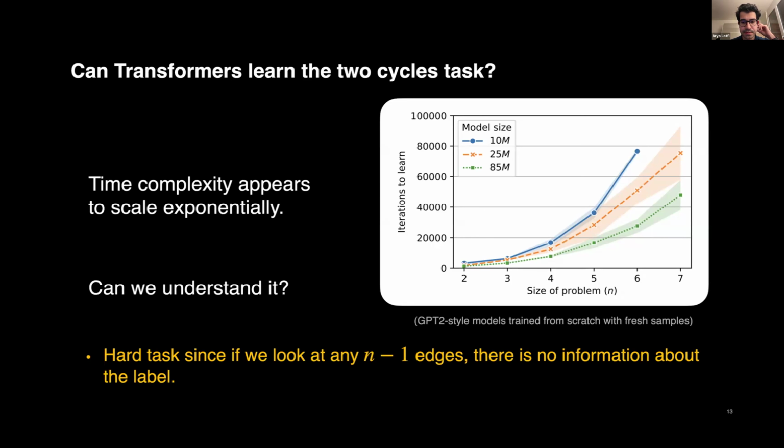And again, to give you a hint of why this task is hard: as we increase n, to get even some clue about the output, to say whether it's 0 or 1, we have to look at at least n edges. Because if we look at any n-1 edges, which means at least n-1 tokens, we cannot get any information on the label.